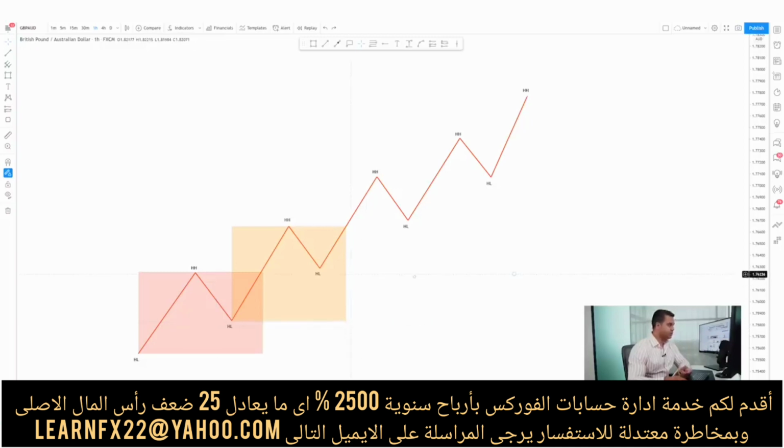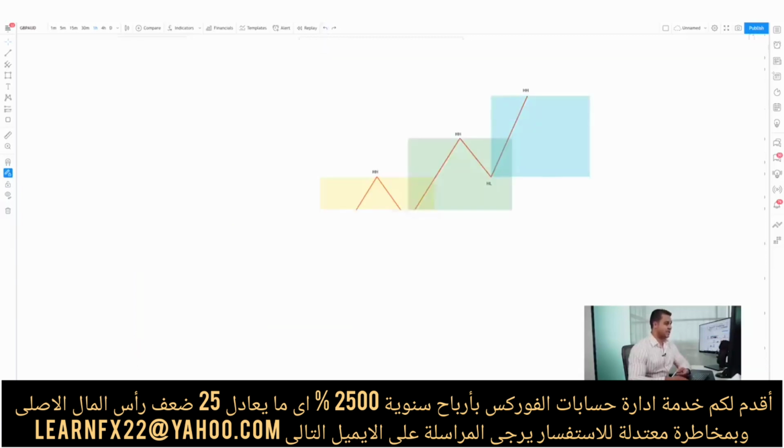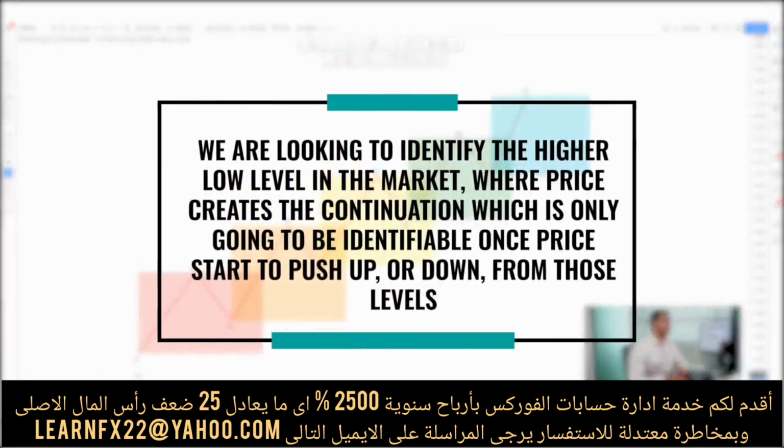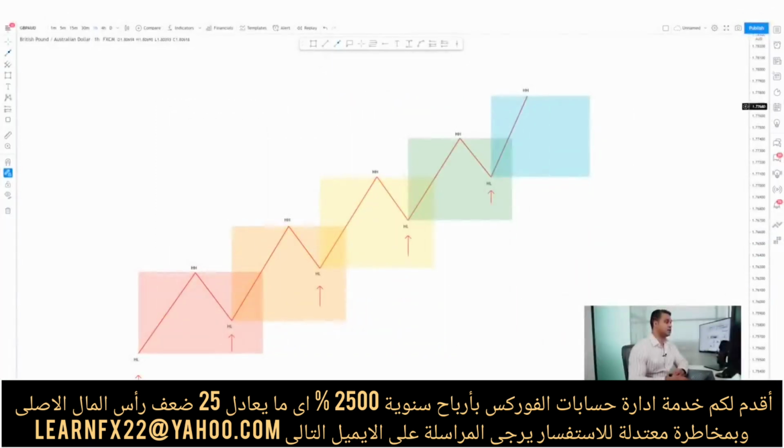Does it mean you can't put your stop loss here or here? Yes, you can, but there's a higher chance that you may be stopped out if the market decides to pull back. We continue this process, and as you can see here, this is how it works. We're looking to identify the higher low levels in the market where price creates the continuation, which is only going to be identified once price starts to push up or down from those levels, meaning in and around here. Actually, let me create this better. In and around here, here, or even higher, but in these instances around these levels here.